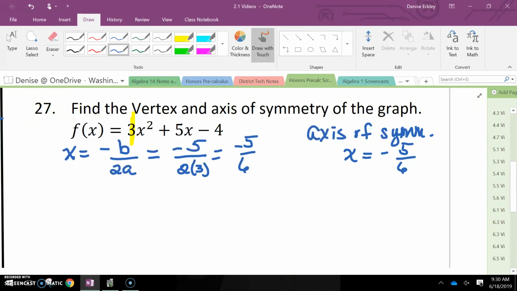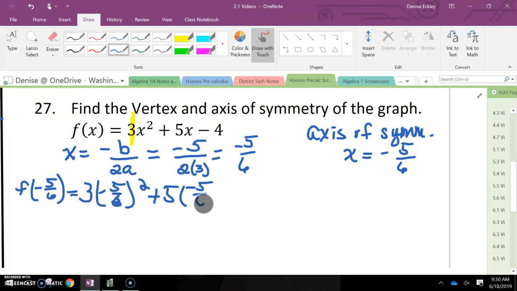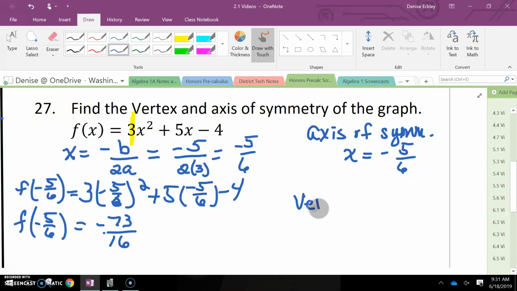Then to find the vertex, what I have to do is substitute negative 5 over 6 into the quadratic equation that was given, and then find out what the y value is. And when I do that, I get f of negative 5 over 6 is negative 73 over 16. So that makes my vertex the point negative 5 over 6, comma, negative 73 over 16.